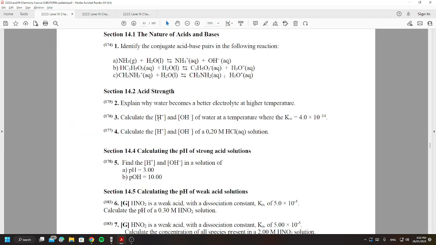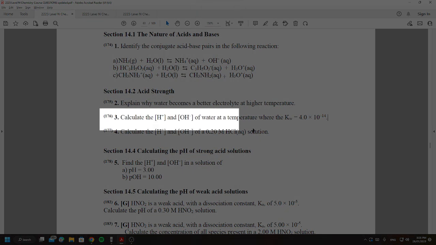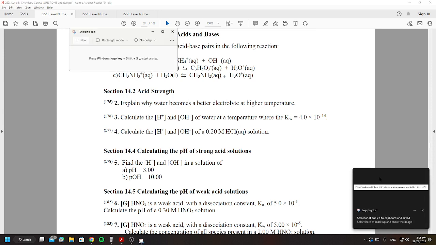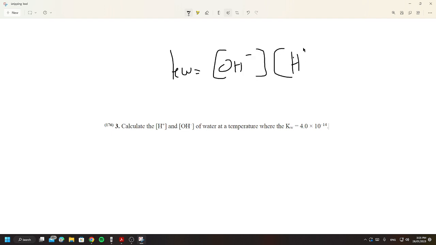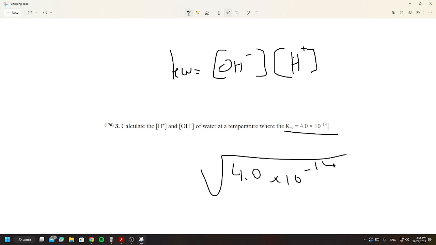3. Calculate the concentration of H plus and OH minus of water at temperature where Kw is that. So, we know the Kw relation is Kw equals the concentration of OH minus times H plus. They gave us Kw here to be this, so you just do radical 4.0 times 10 to the power negative 14.